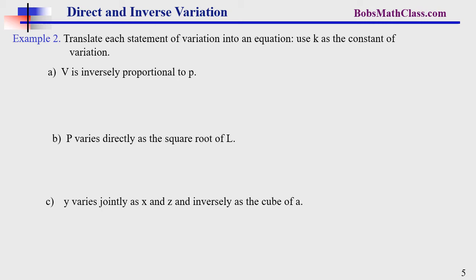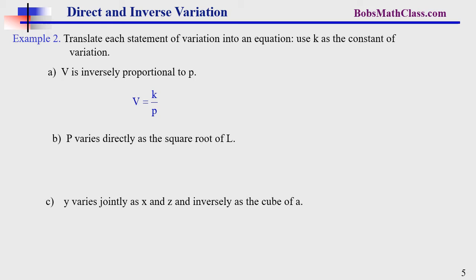All right, same thing, just more practice. V is inversely proportional to P. Right, so nothing's going to be written on top except for the K. We always have a K in the numerator. It has the word inversely, that means we have a fraction. So V equals K over P.